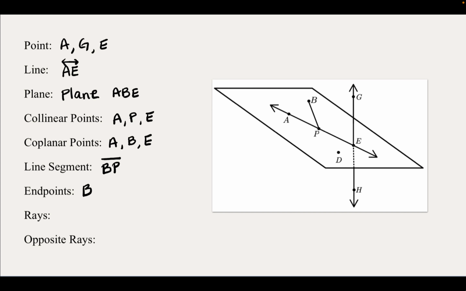A ray would be, for example, PA. I get my notation above there. So my endpoint is P and I'm going in that direction. I could also have done PE. Endpoint is P and I'm going in that direction. And the last one, opposite rays. So those are rays that form a line. So I could say EG and EH.